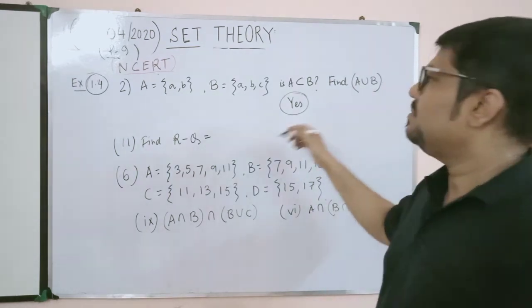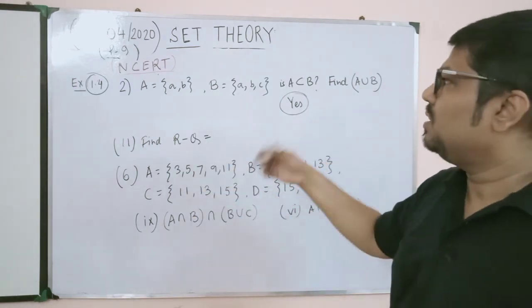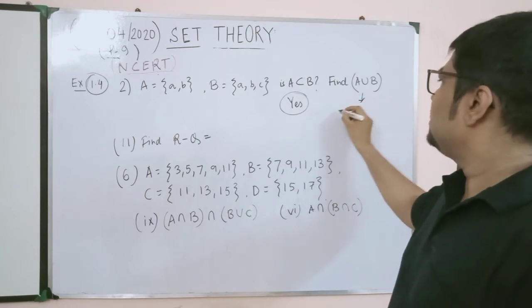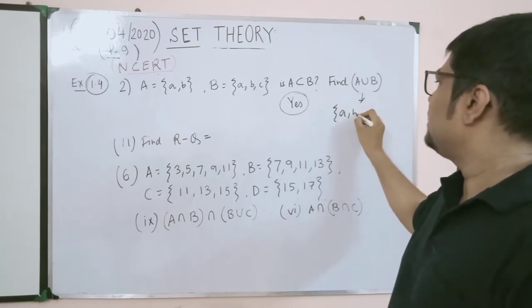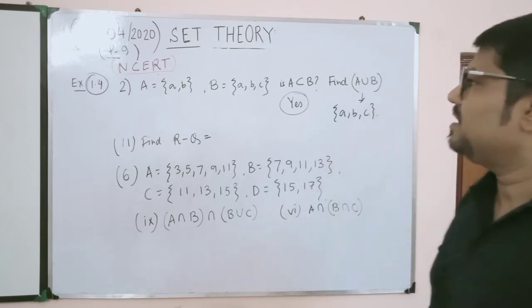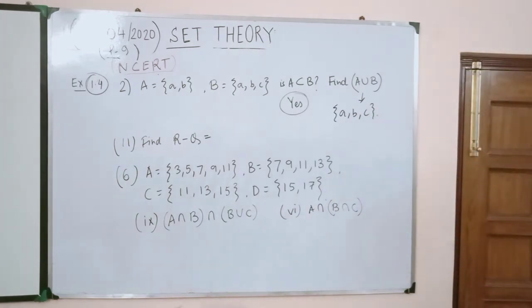Now find A union B. A union B means all the elements to be considered. So it will be something like {a, b, c}. So this is the value of A union B.